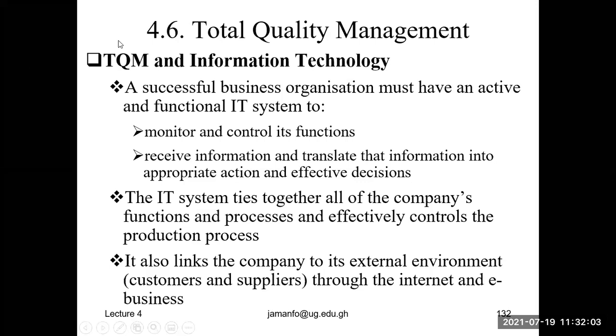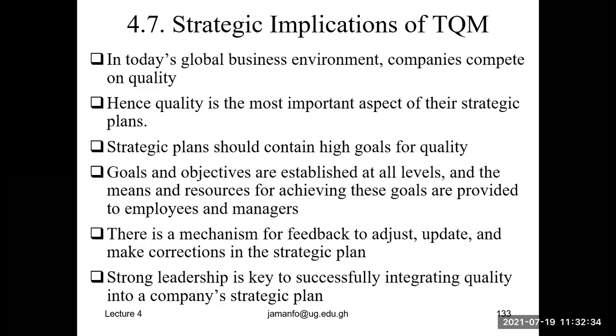Take care of information technology. A successful business organization must have an active and functional IT system to, one, monitor and control its functions, receive information and translate that information into appropriate actions and effective decisions. The IT system ties together all of the company's functions and processes and effectively controls the production process. It also links the company to its external environment. So we see how IT plays a critical role in total quality management.